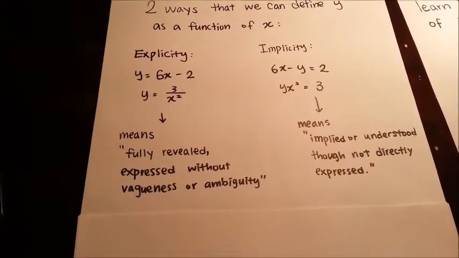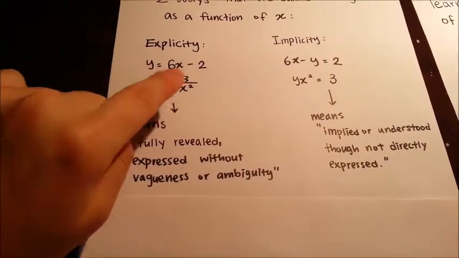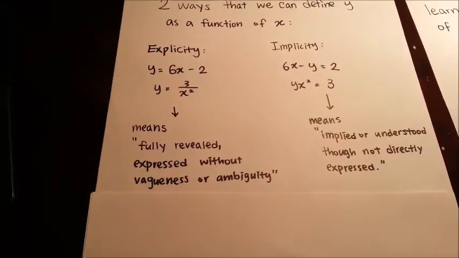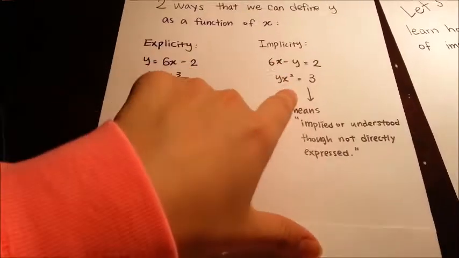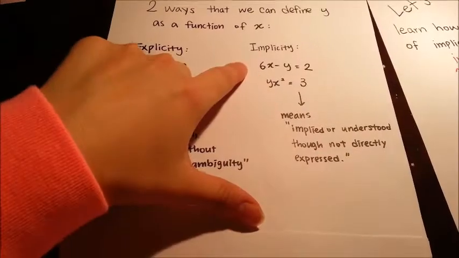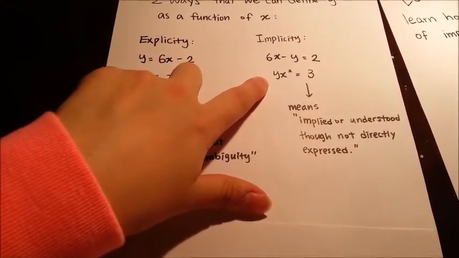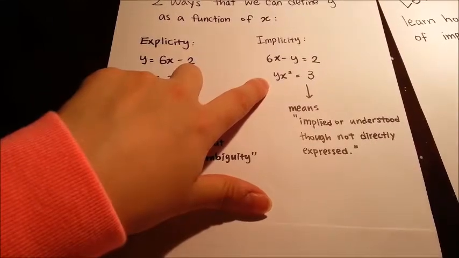y equals 6x minus 2, y equals 3 over x squared are examples of explicitly. Implicitly means implied or understood though not directly expressed. 6x minus y equals 2, yx squared equals 3 are examples of implicitly.